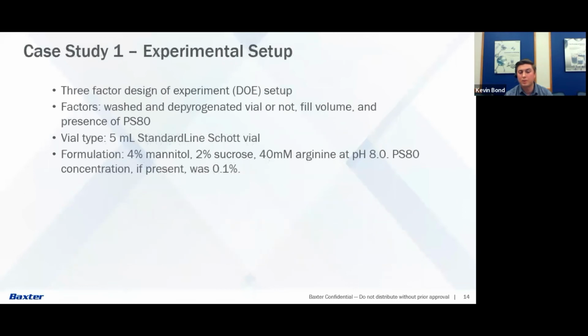So that brings us to our first case study, which consisted of a three-factor design of experiment setup. The factors were whether or not a vial was washed and depyrogenated, whether or not a formulation had PS80, and whether or not the vial was filled to a half or a quarter of its nominal capacity. The vial type was a 5 milliliter Schott standard line vial, and the formulation consisted of 4% mannitol, 2% sucrose, and 40 millimolar arginine at pH 8. And if PS80 was present, it was present at 0.1%.